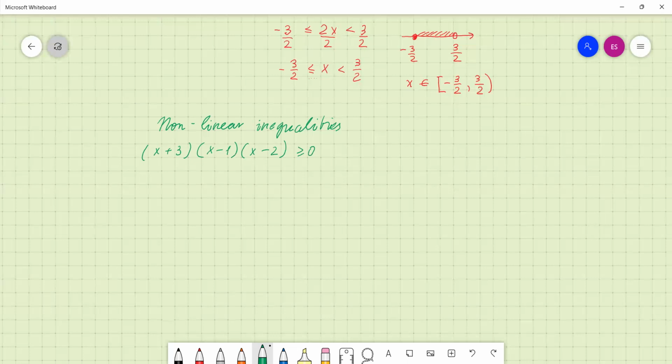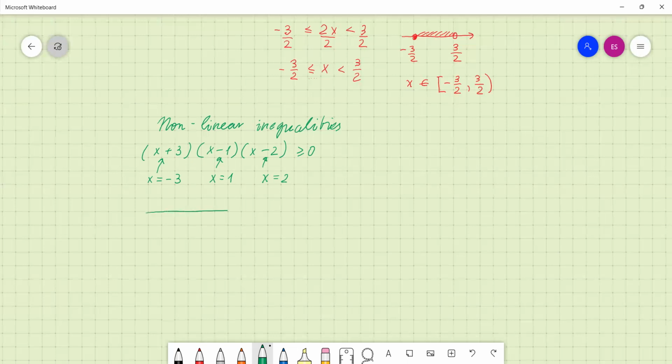So what kind of method are we going to use? Well, we are going to explain this method a little bit later. For right now, just trust me. We are going to use interval checkpoints. So what are you going to do, guys? First, you will need to solve each factor and find out what x is, which is turning each factor into 0. For example, this factor is turned into 0 when x is equal to -3, right? Here, x equals 1. And over here, x equals 2. Those are zeros of this polynomial.